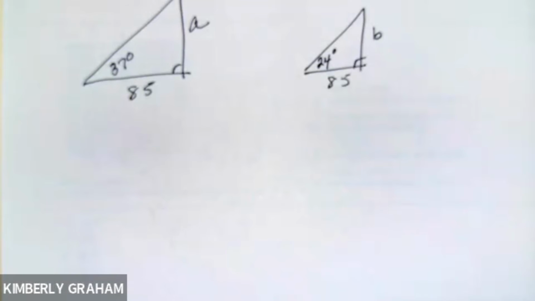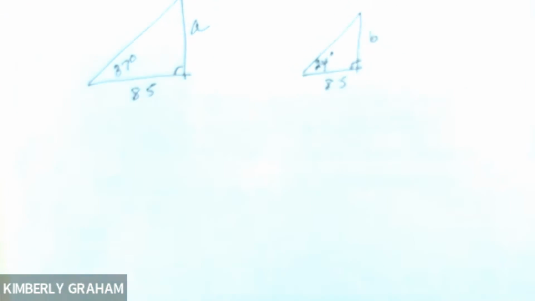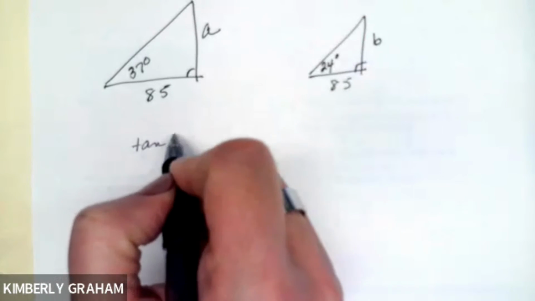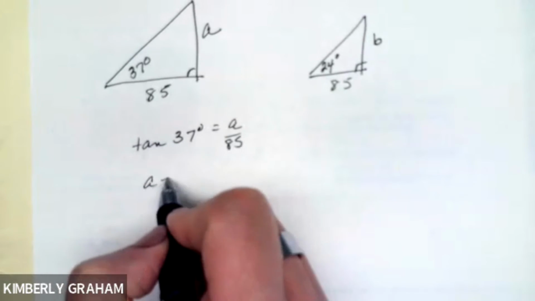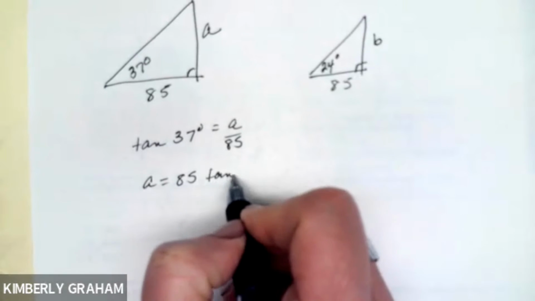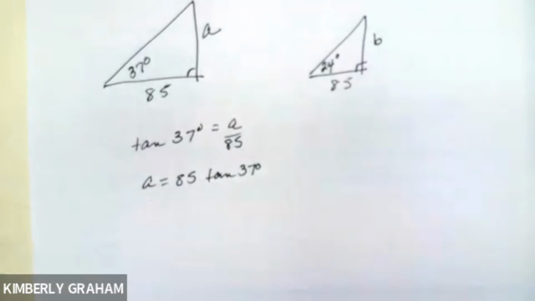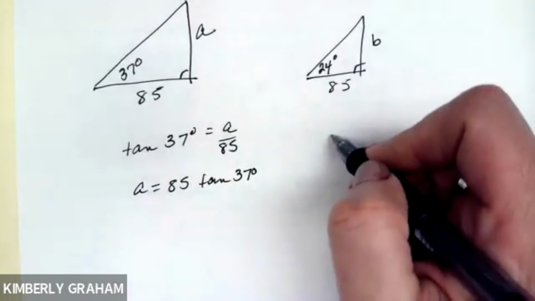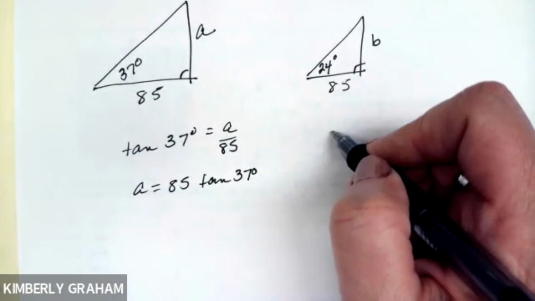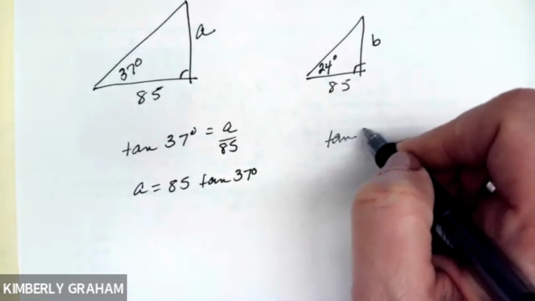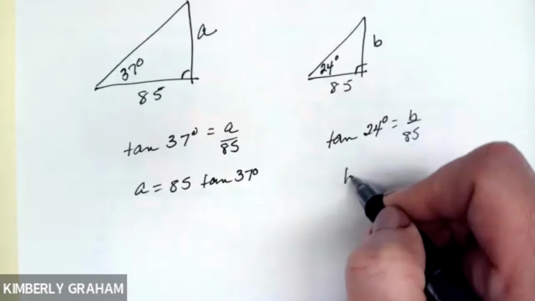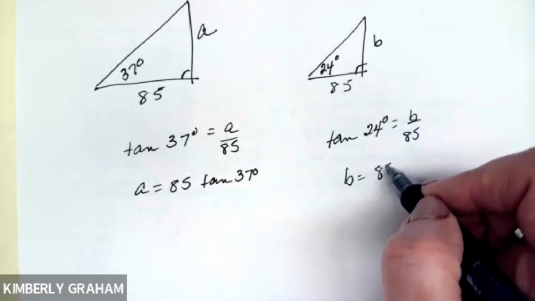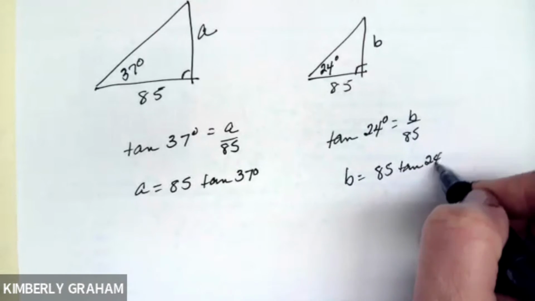Okay, so I've got opposite over adjacent, so I have tangent that I'm dealing with in both of these. The tangent of 37 degrees is A over 85. So A will be 85 times the tangent of 37. Here the tangent of 24 degrees is opposite over adjacent. So B would be 85 times the tangent of 24 degrees.